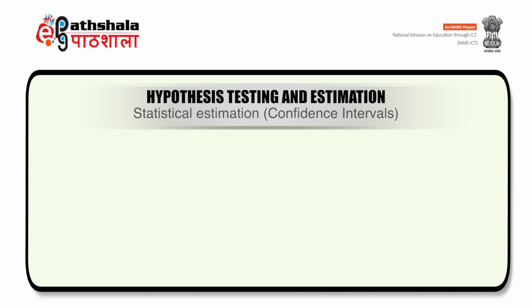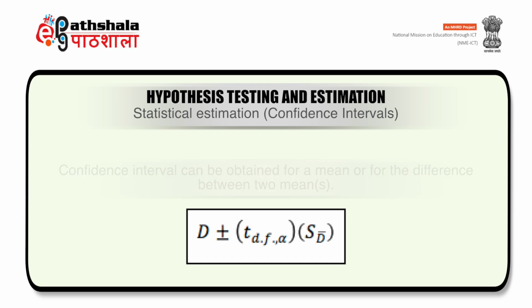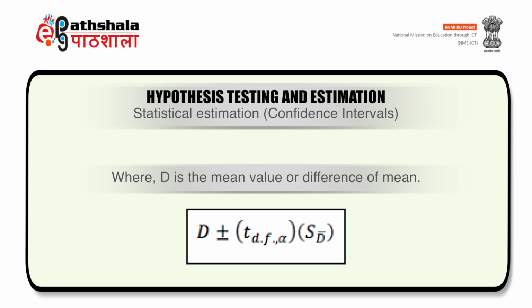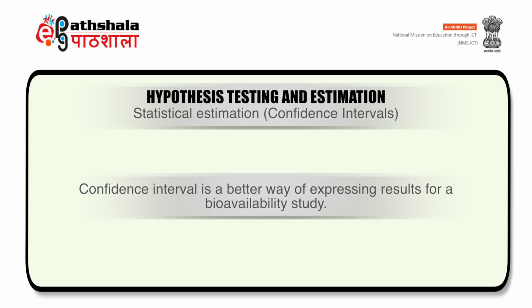Further, what are confidence intervals that are used in statistical estimation? A confidence interval can be obtained for a mean or for the difference between two means as shown in the equation, where D is the mean value or difference of means. A confidence interval is a better way of expressing results for a bioavailability study.